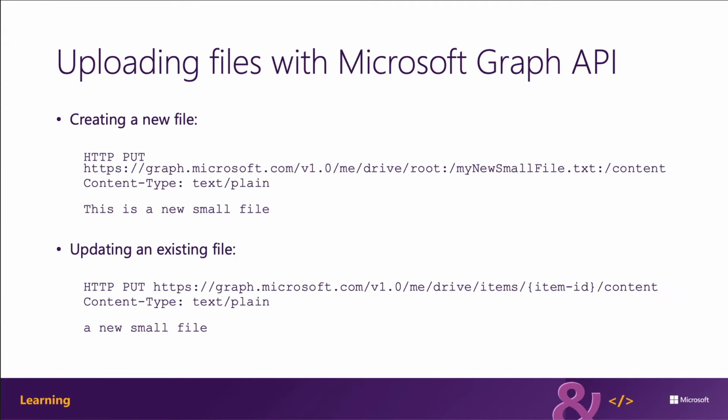Now to update or replace an existing file, I'm going to submit the HTTP put to the location of the existing file using the file's ID in OneDrive. And so you can see an HTTP put is going to a similar endpoint of me/drive/items, but I'm passing in the ID of the item and then going to the content endpoint and adding in the content that's going to be uploaded.